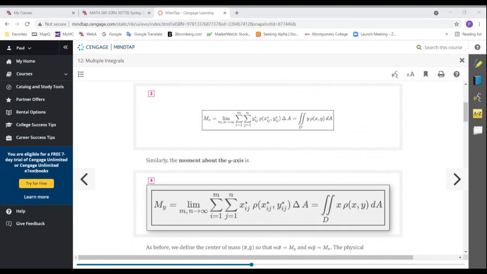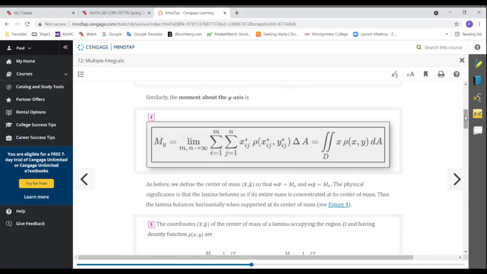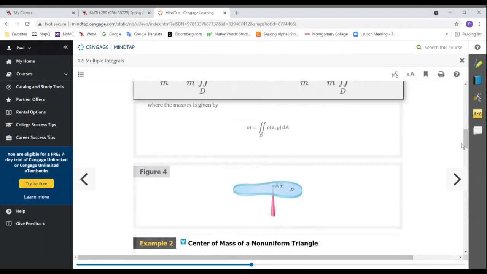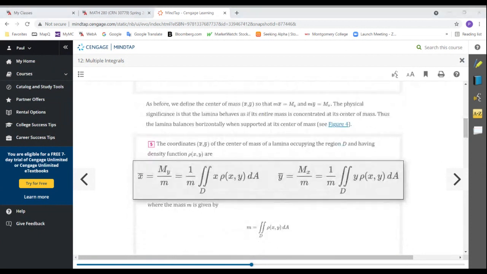And then if you want to find the center of mass, this is sometimes called a centroid. You take your moments about the y-axis and the x-axis and divide that by the mass. And that's how you get your center of mass. So it's like the balancing point. If you think of taking your lamina, well, hold on here. Let me make sure everything's showing well.